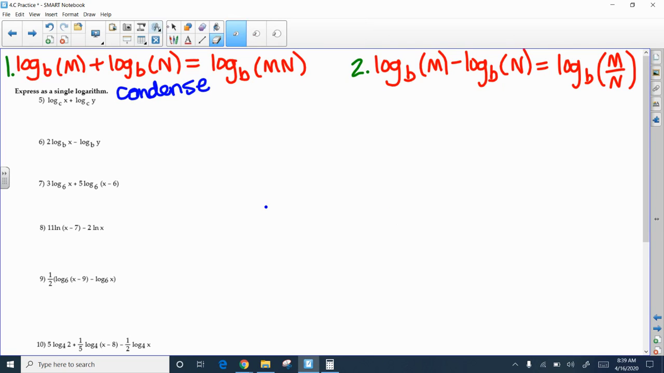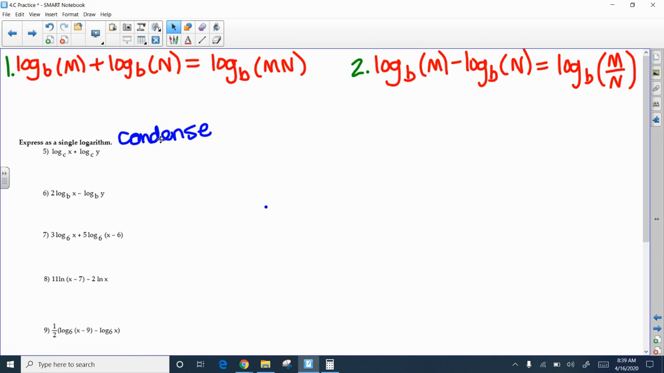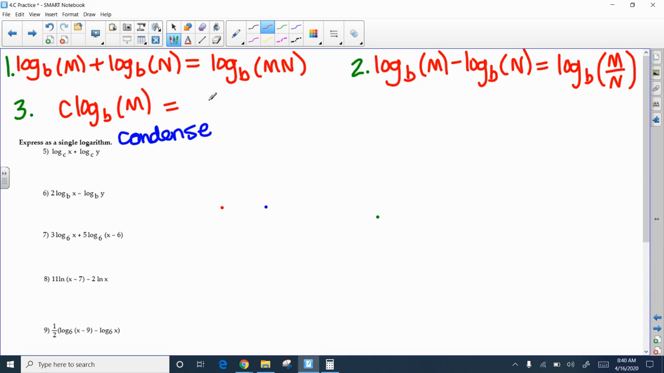And then the third property is dealing with powers. So if we have a constant in the front, c times log base b of m, we can move that constant to the exponent: log base b of m to the c power. Okay, so I labeled these 1, 2, and 3 so you can know which one I'm referring to as I am explaining. All right, so we're trying to condense these.